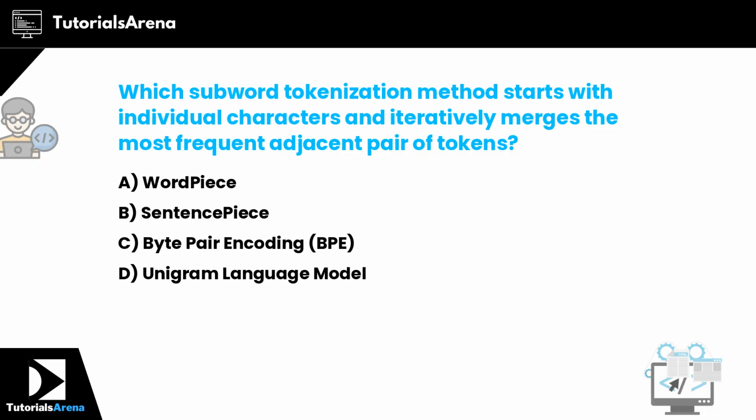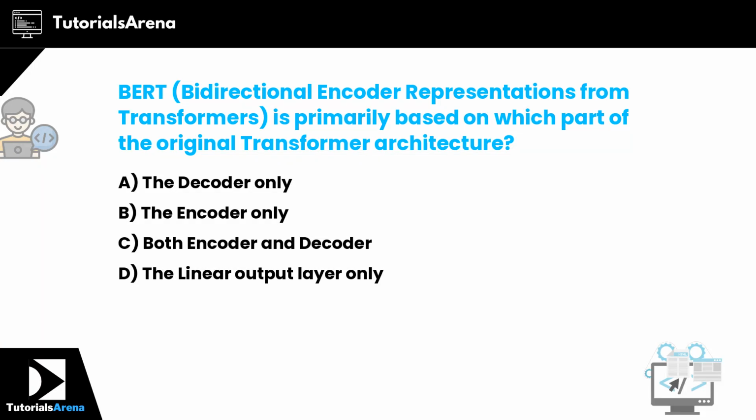Which sub-word tokenization method starts with individual characters and iteratively merges the most frequent adjacent pair of tokens? The correct answer is option C, byte pair encoding, BPE. BERT, bidirectional encoder representations from transformers, is primarily based on which part of the original transformer architecture? The correct answer is option B, the encoder only.